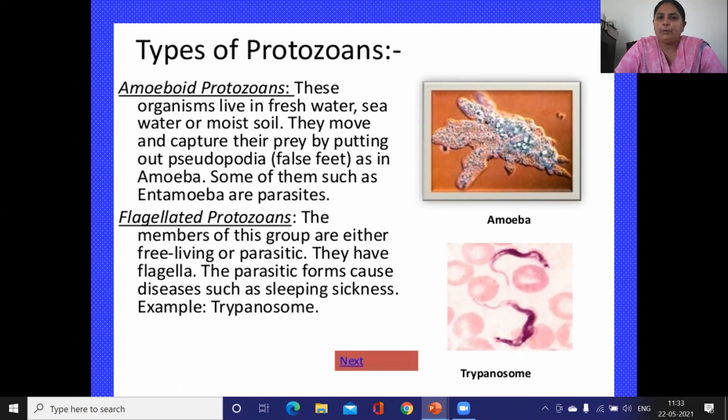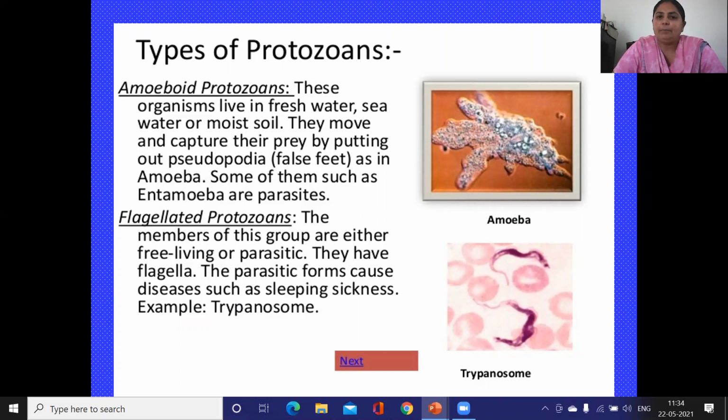First is amoeboid protozoan. These protozoans are generally found in fresh water, in sea water, and in moist soil also. And they move and capture their prey by putting out false feet-like structures, as found in amoeba. And this is known as pseudopodia. So that's why their name is amoeboid protozoan. A common example of amoeboid protozoans is Entamoeba. Entamoeba are generally parasites and they cause a disease, amoebic dysentery. And the full name of Entamoeba is Entamoeba histolytica.